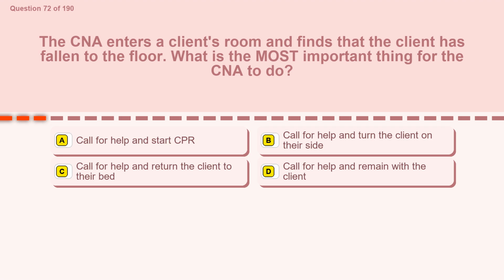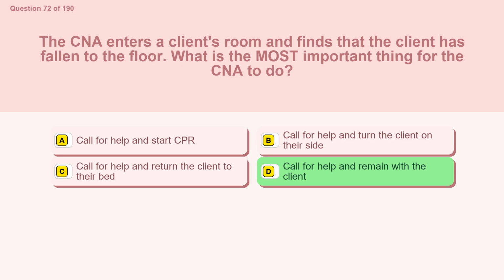Question 72. The CNA enters a client's room and finds that the client has fallen to the floor. What is the most important thing for the CNA to do? Option A, call for help and start CPR. Option B, call for help and turn the client on their side. Option C, call for help and return the client to their bed. Option D, call for help and remain with the client.